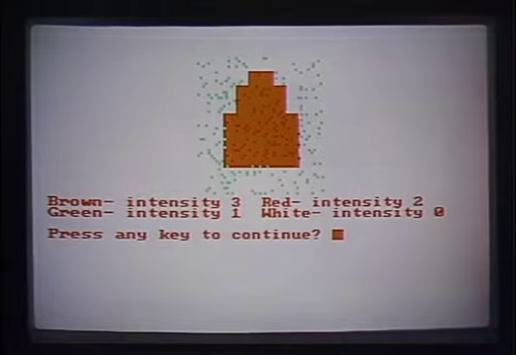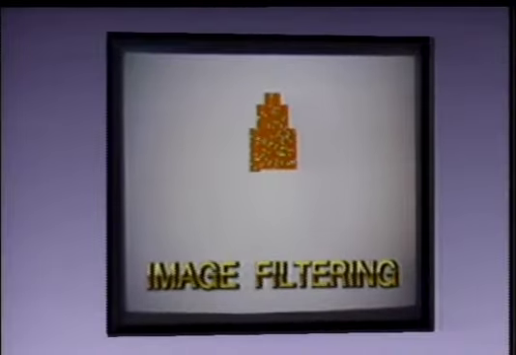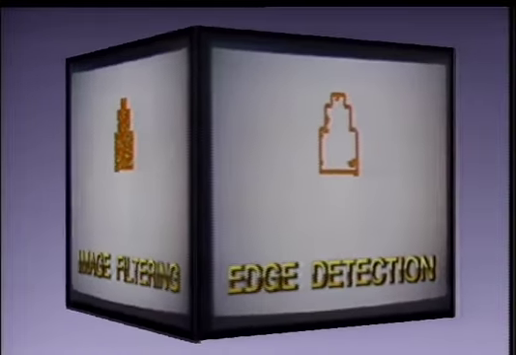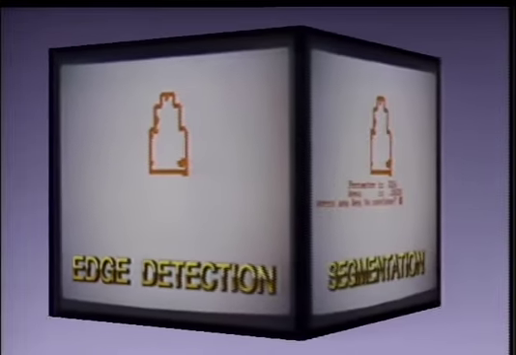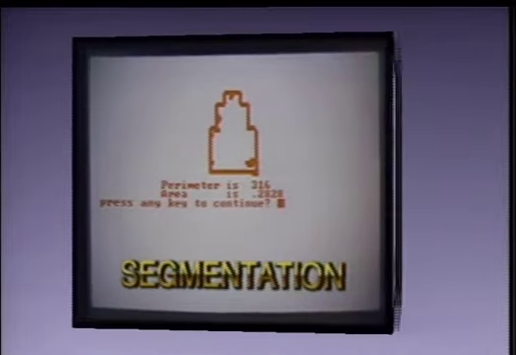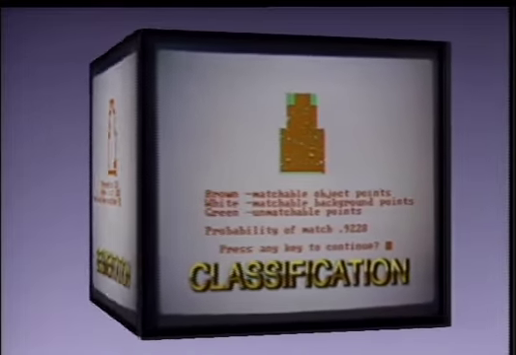Computer vision may be used for inspection, navigation, or to assist robots in performing assembly tasks. An instructional program which simulates computer vision illustrates the remaining steps: image filtering, edge detection, segmentation, and classification.